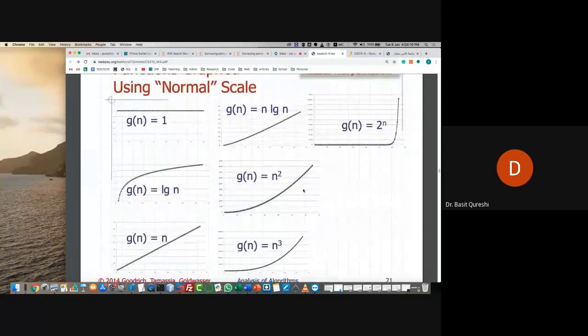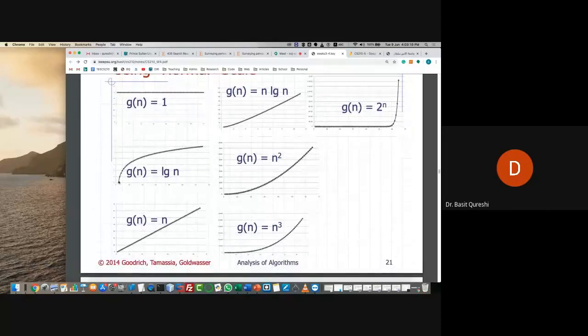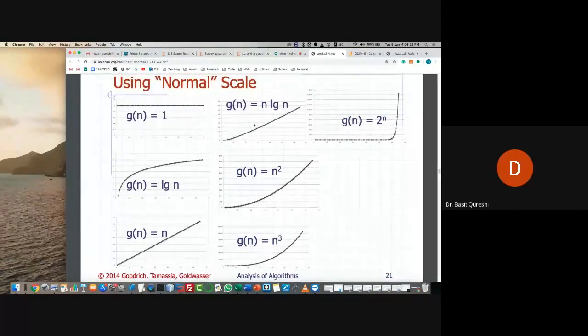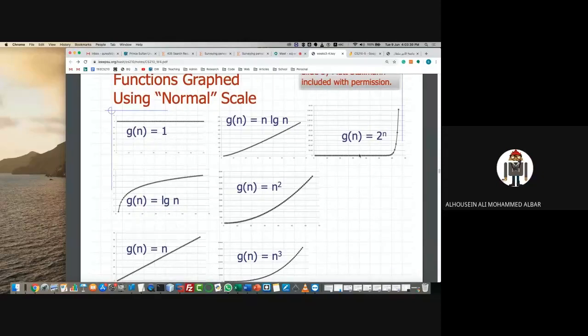Okay, if you want to plot it, it's going to look like this. This is constant time. This is log time. You can see this thing in the beginning. It will jump very quickly. And then we have the linear time. We have the logarithmic time. And n squared is quadratic time. And n cubed is cubic time. And finally, the exponential. It's growing really fast.